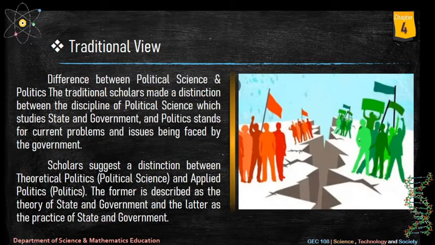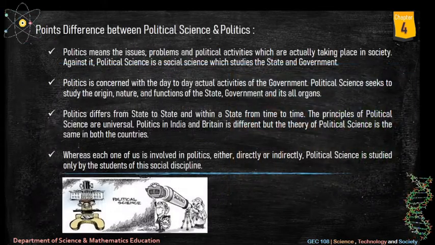Traditional view. Difference between political science and politics. The traditional scholars made a distinction between the discipline of political science, which studies state and government, and politics, which stands for current problems and issues being faced by the government. Scholars suggest a distinction between theoretical politics, political science, and applied politics, politics. The former is described as the theory of state and government and the latter as the practice of state and government.